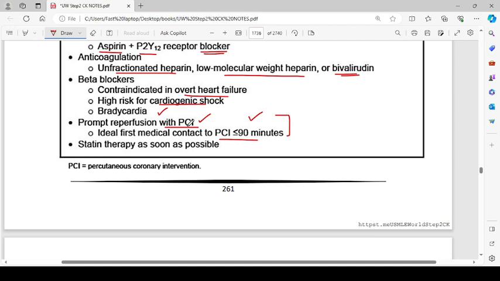Or if the patient was taken to a hospital where PCI was not available, so the time limit exceeds, from first medical attention to the percutaneous intervention it must be less than 120 minutes, because when the person first reaches the hospital, there must be some first aid, or oxygen or anticoagulation must be given at that time, so that increases the time by 30 minutes. But prompt reperfusion with the PCI is necessary within less than 90 minutes, and statin therapy as soon as possible.